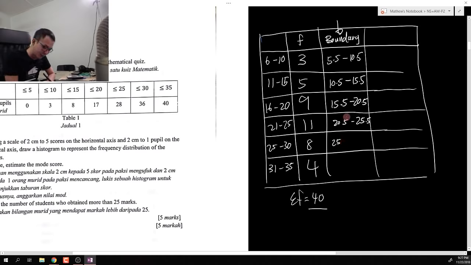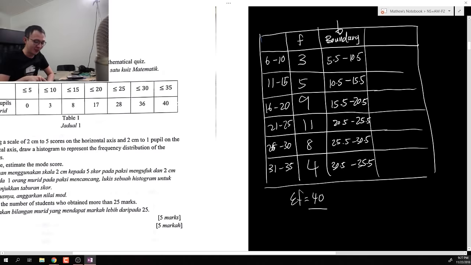Did I make any mistake here? 15.5, 20.5 to 25.5. So how come it's not connected? Oh, this is 26, sorry. This is 26 to 30, so it's 25.5 to 30.5, and then 30.5 to 35.5. After you get your boundary values, yeah, it's 26.